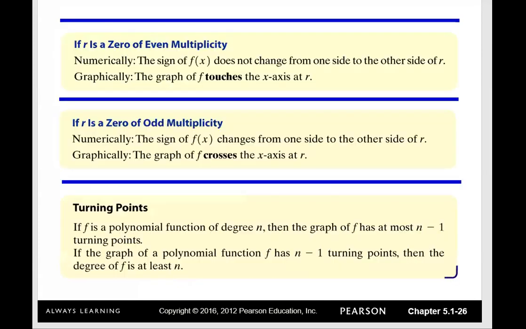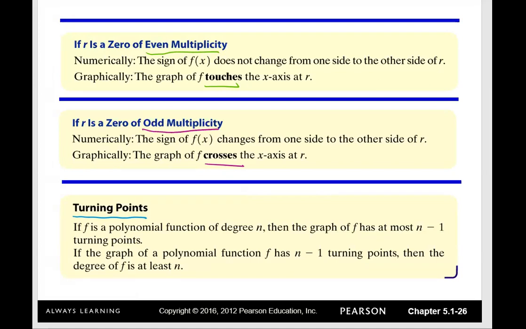All right, so here you go. This is what I just said. If it's an even multiplicity, it touches. If it is an odd multiplicity, it'll cross. And then if you're talking about turning points, that's how many times you'll go up and down hills, you know?